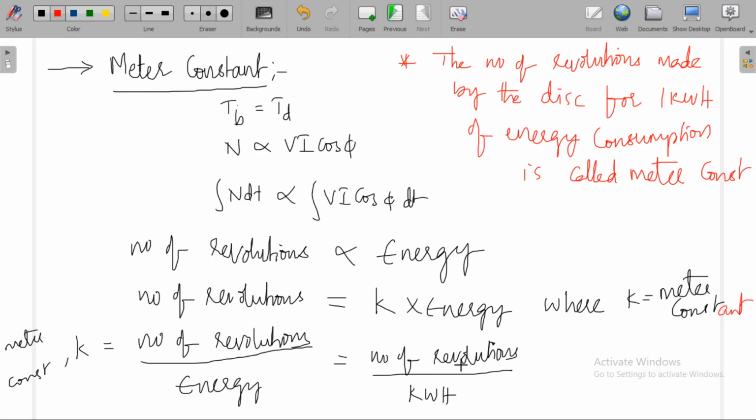The number of revolutions made by the disc for 1 kilowatt hour of energy consumption is called the meter constant. Meter constant is expressed in number of revolutions per kilowatt hour.